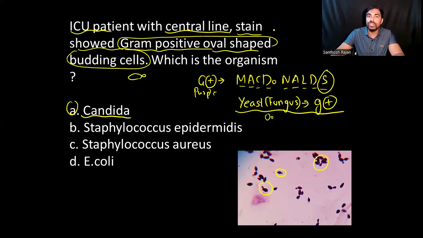They are round shape. And the size is very small, it's 1/4 of a budding yeast cell. Very small compared to a budding yeast cell. So that's what the answer is, not Staphylococcus.